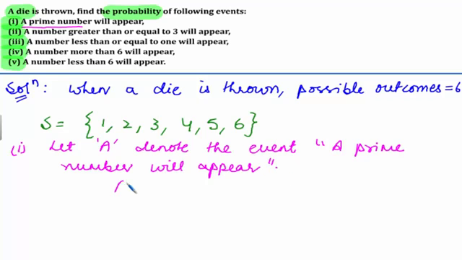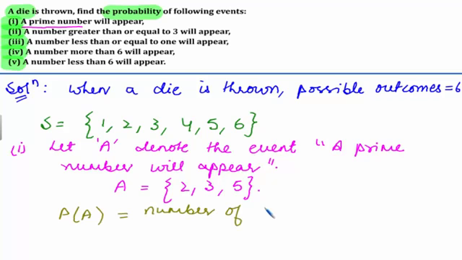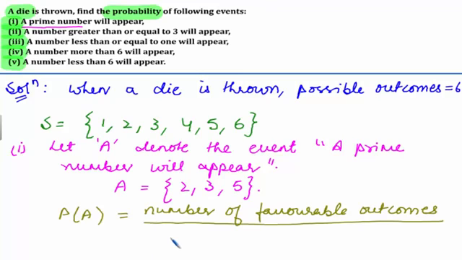So this implies A consists of the sample points 2, 3 and 5. Now let us find the probability of the event A. So this is equal to the number of favorable outcomes divided by the total number of outcomes.